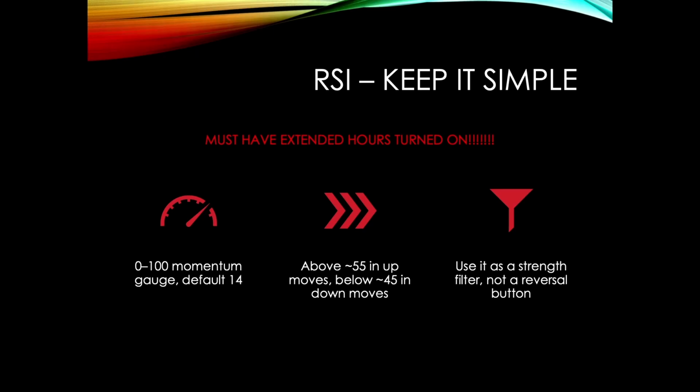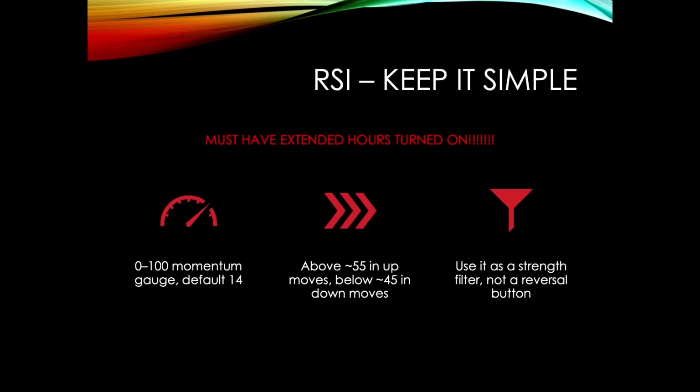Its value is from 0 to 100 on a scale, with 50 being the center line. Consider that the flat line. It's not indicating long, it's not indicating short if it's at 50. So if it gets above 55, it typically will indicate there's an up move coming. If it gets below 45, it indicates there's a down move coming. And if you use it as a strength filter, not a reversal button, is what it says there.